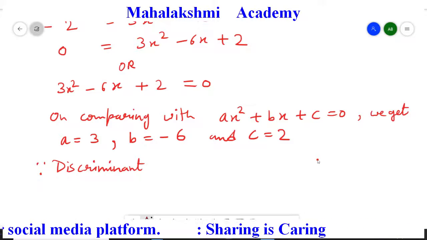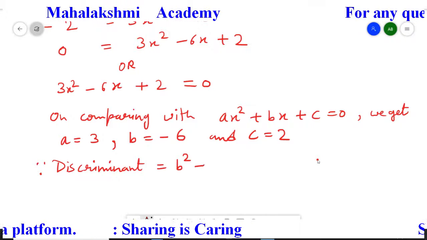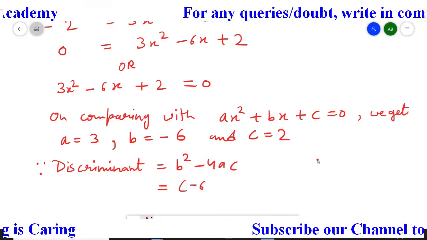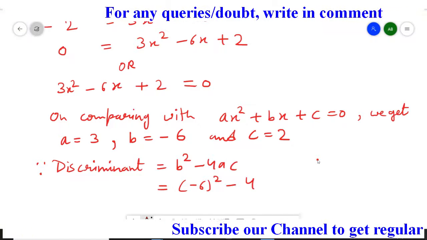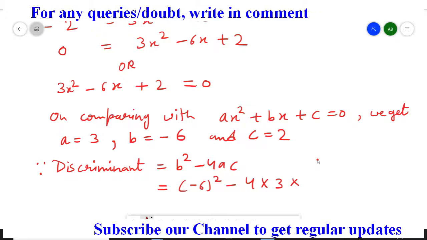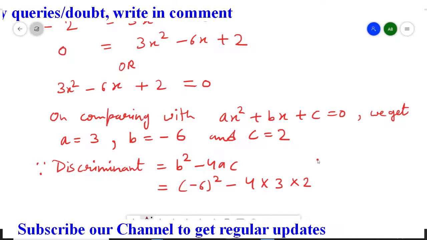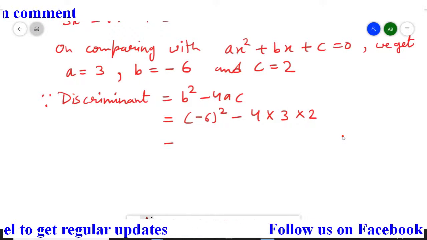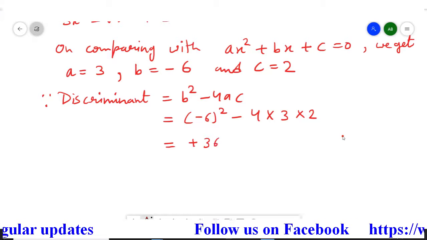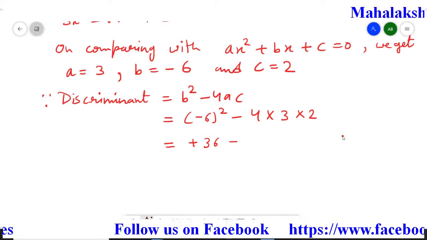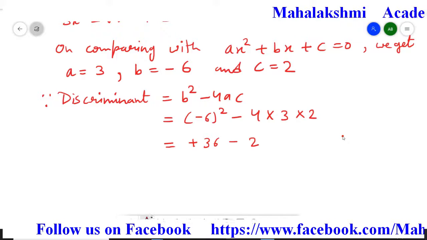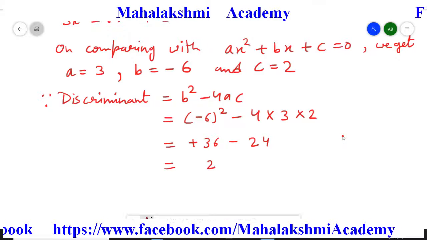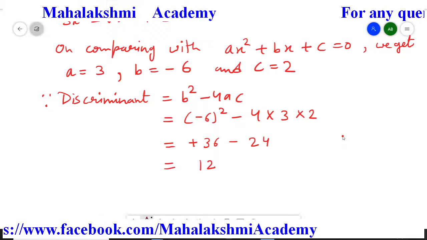Since the discriminant formula is b square minus 4ac, now in this we will put the values. B square means (minus 6) square, then minus 4 into a is 3 and c is 2. So when we solve this, we get 6 6s are 36, and minus squared is plus, so 36 minus 4 3s are 12, 12 2s are 24. Now when we subtract here, we get 12, that is greater.